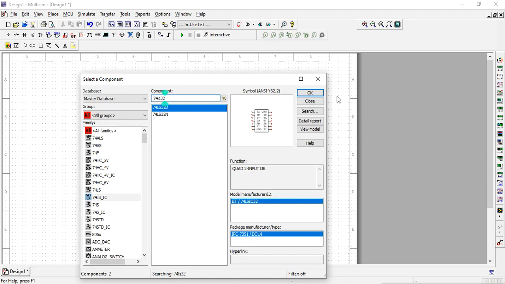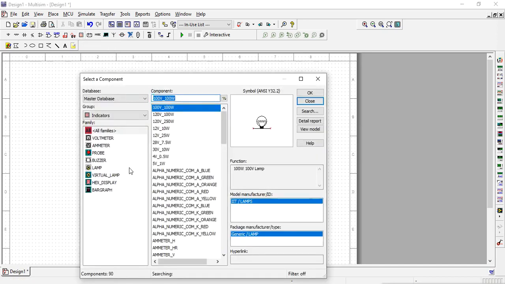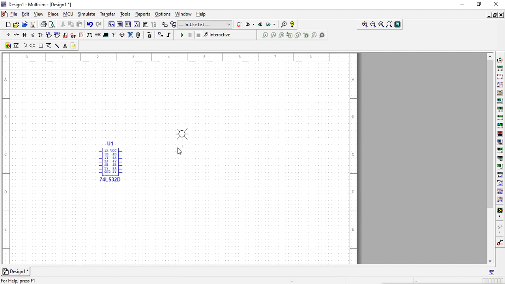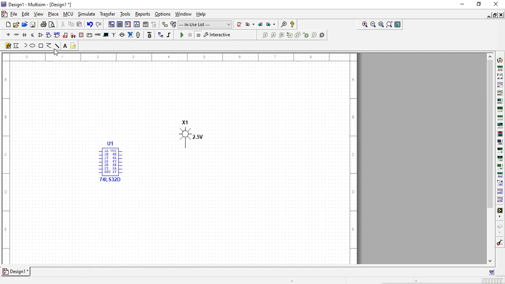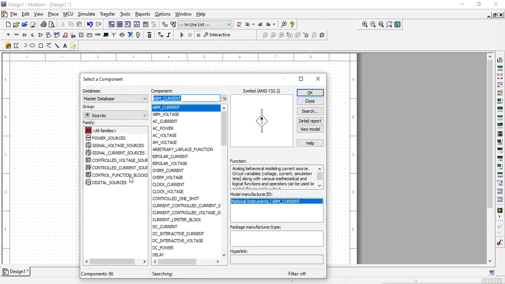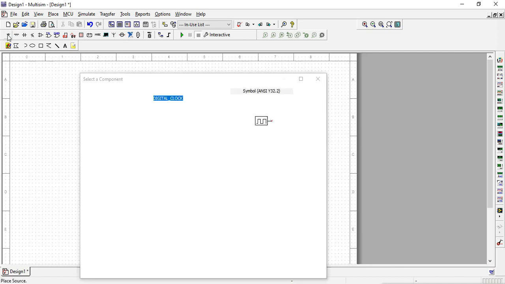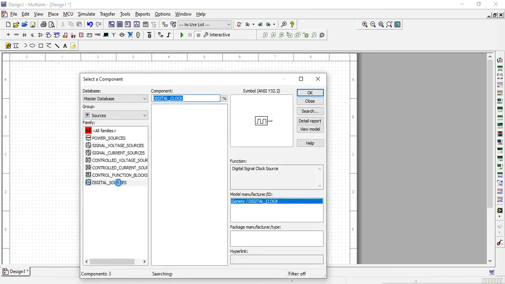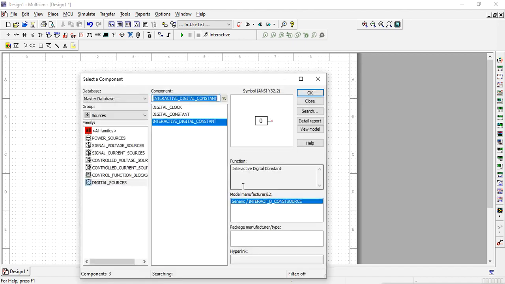And then I need a probe. So go to indicators, then move on to the probe and get it. And then I need a switch. So go to sources, then digital sources, and we need the interactive digital constant. Yes, I get it.